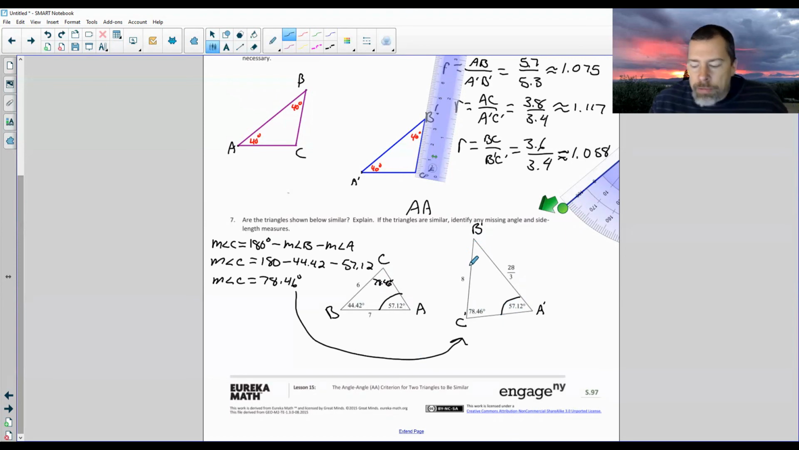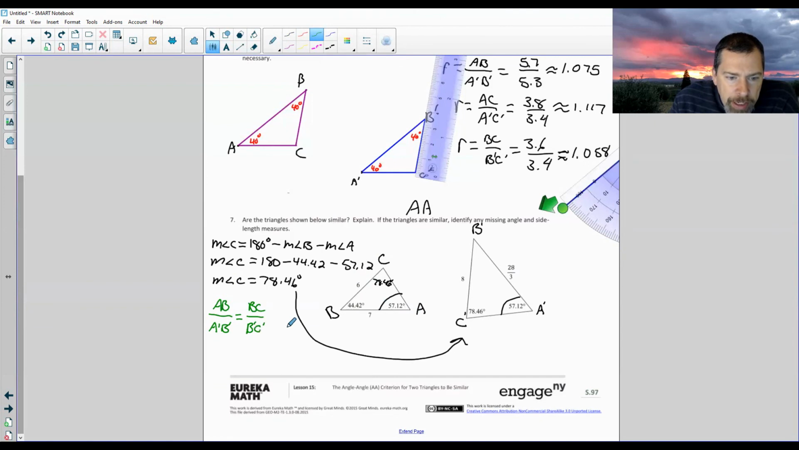Got it? Good. Okay, so now we need to see if proportional sides exist. So AB compared to A prime B prime has to equal BC compared to B prime C prime, and they have to equal some R. That's what we're checking now. So let me get this out of the way.